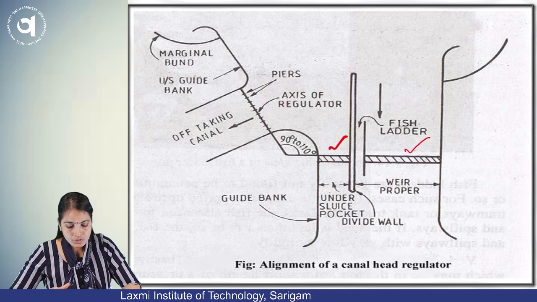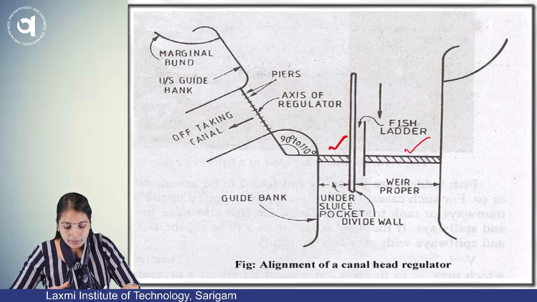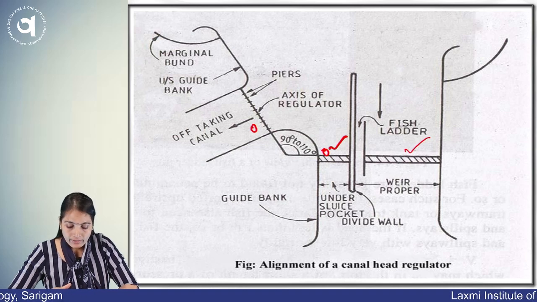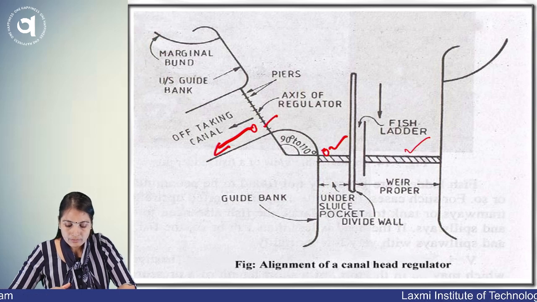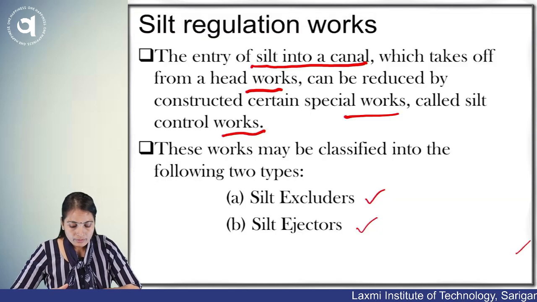And this is the undersluice portion. So, as I explain the silt ejector and silt excluder, one may be here and one may be here. Let's differentiate between silt excluder and silt ejector. This is the undersluice portion and this is the divide wall, which decreases the velocity of water that enters the canal head regulator, this canal network. This is your canal head regulator, and this is the marginal bund and guide bank. This I have already explained earlier.